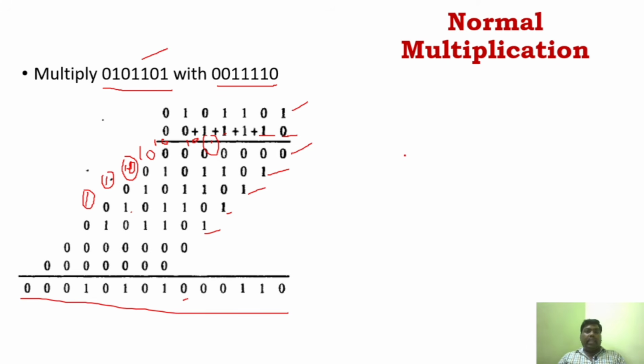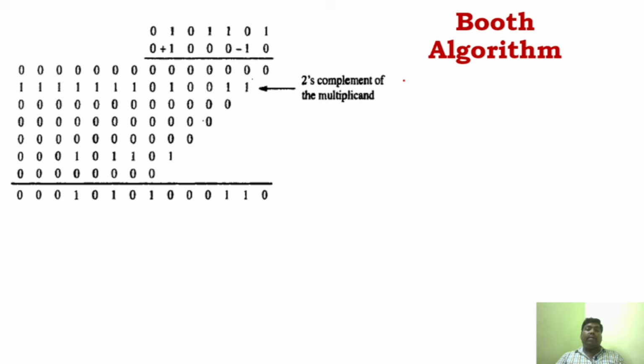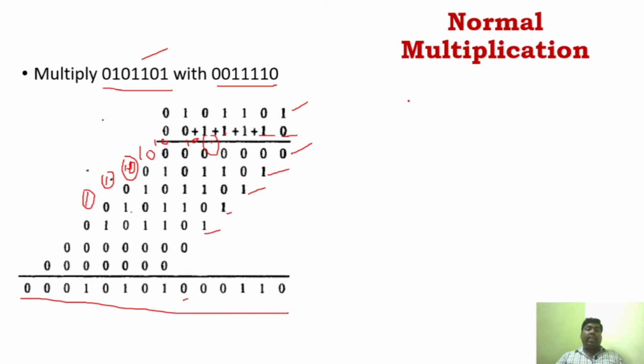Correct? Now what do I have to do? I have to change this multiplier for the Booth algorithm. This is the Booth algorithm, correct? I have to change the multiplier. So now listen very carefully. First I will change the multiplier and then we go to the Booth algorithm.